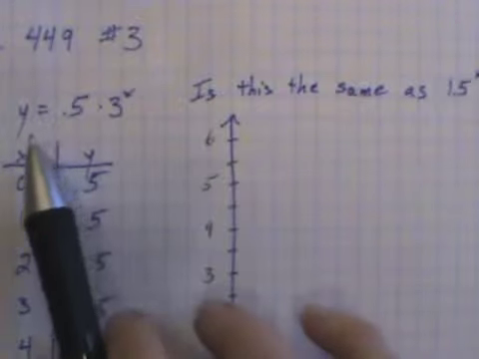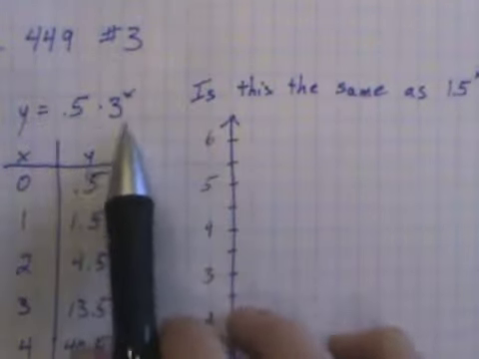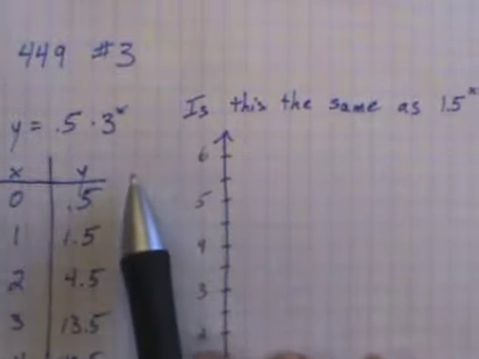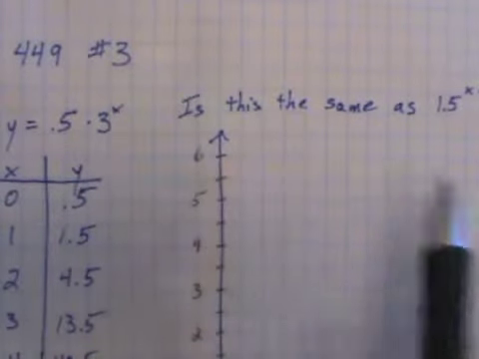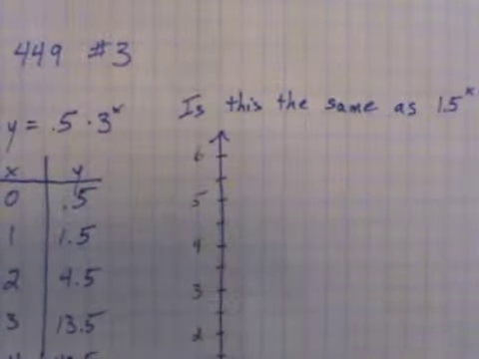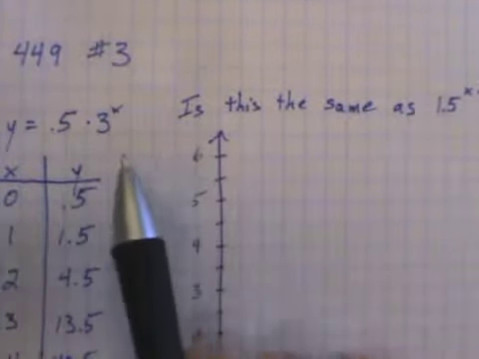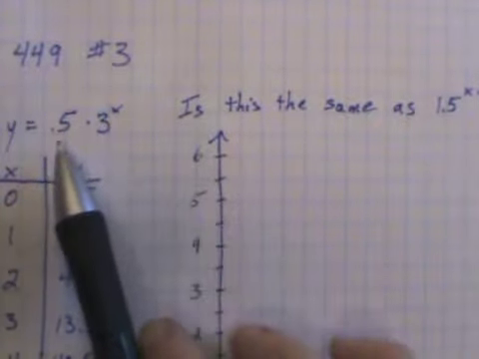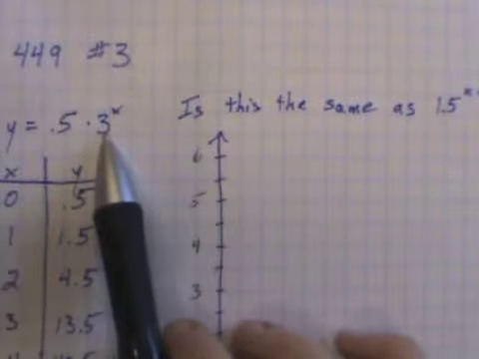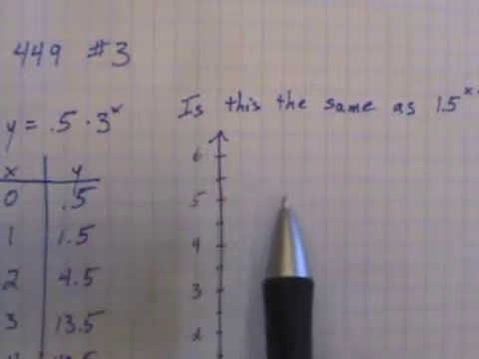All right, letter A. Why don't you guys help me finish this up? So I started by rewriting my equation. Point of mathematical thinking. Is this function the same thing as 1.5 to the x? If I think, oh yeah, I can simplify this by multiplying 0.5 times 3, and yeah, just think through that.